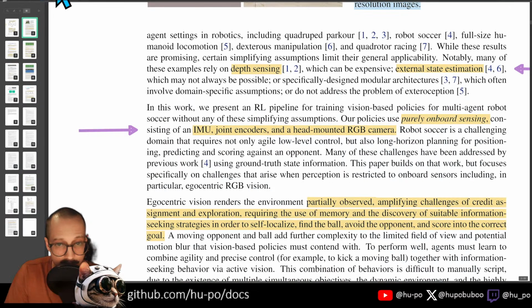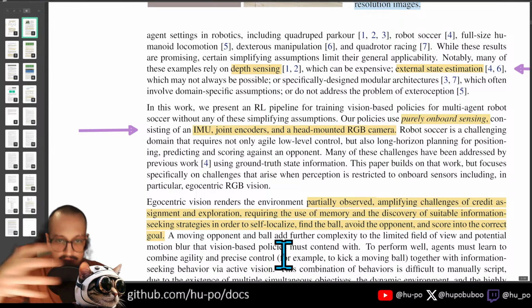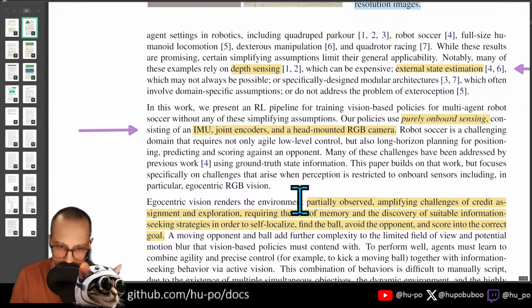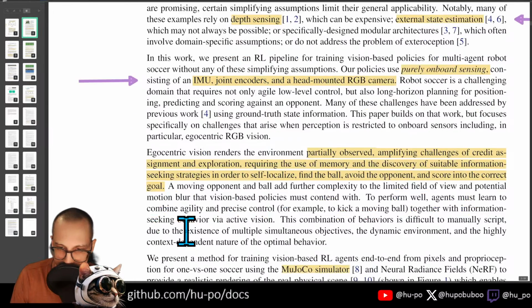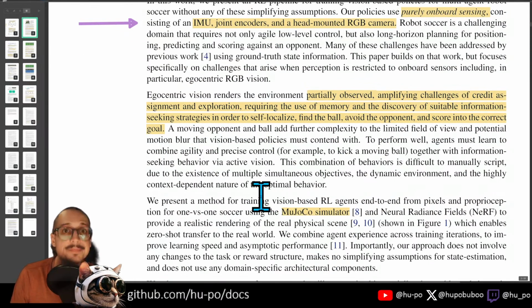So this credit assignment problem is quite difficult to do, especially if you have a long horizon task, and especially if you have a long horizon task that is partially observable. Okay. Requiring the use of memory and this discovery of suitable information-seeking strategies in order to self-localize, find the ball, avoid the opponent, and score into the correct goal. And the cool part is that these are going to be emergent, and that's going to be the pretty cool stuff there. Okay. They're going to be using MuJoCo as the simulator.